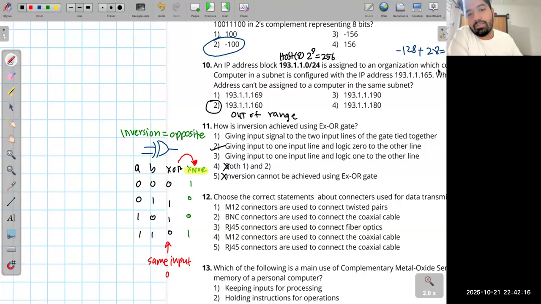Okay, but a good question. Giving one input line, the other one as 0, then the loop. So he's saying, giving one input line, the other as 0. If you take this, you can get the XOR gate, A XOR B.